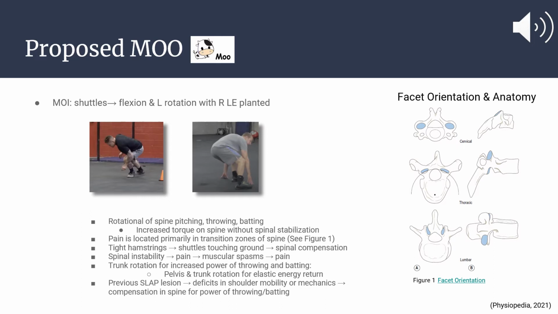And the next bullet point is that the pain is located primarily in the transition zones of the spine around T12-L1 and L4-L5, which is close to the sacrum. So if you look at figure 1 on the right there, we look at the facet orientation and review our anatomy. Looking at the thoracic spine, it's primarily rotation, and lumbar is primarily flexion extension. And so if there is less spinal stabilization, the forces are not transmitted as well, and so there's increased forces on the facets in the directions that they're not really made for, so that can increase pain.